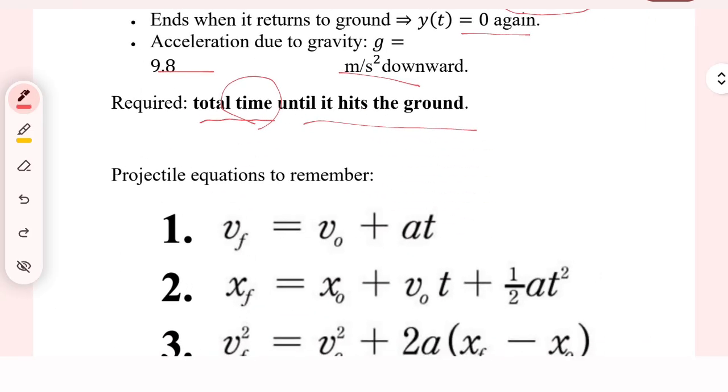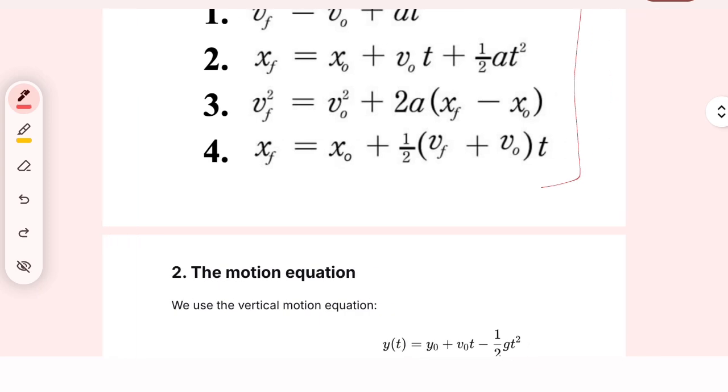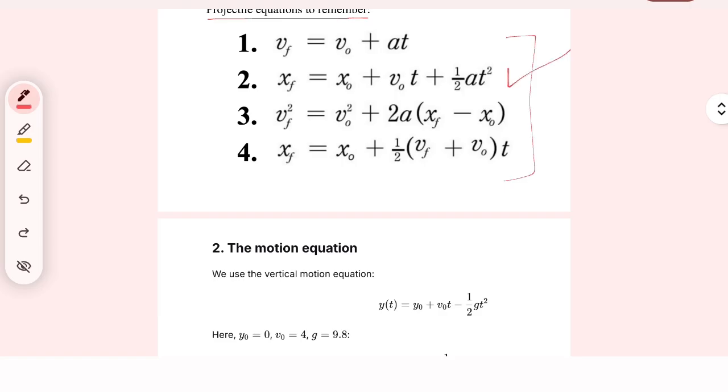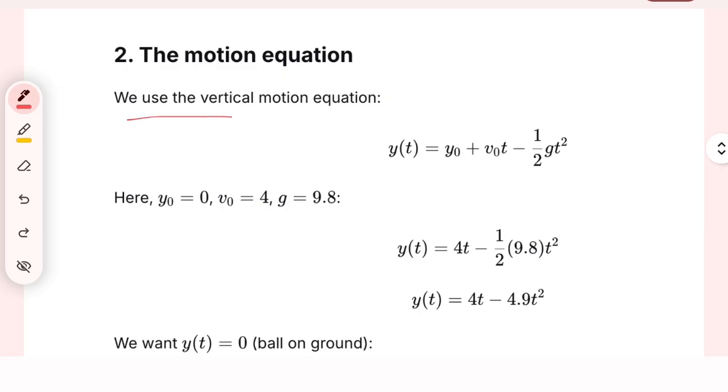Now the next step is the most important one. I want you to remember your projectile equations, which I think you need to memorize, right? So here I listed the projectile formulas that you need to remember, because we need to select which of these equations we should use. And the motion equation that we should use is equation number 2. We will use the vertical motion equation.